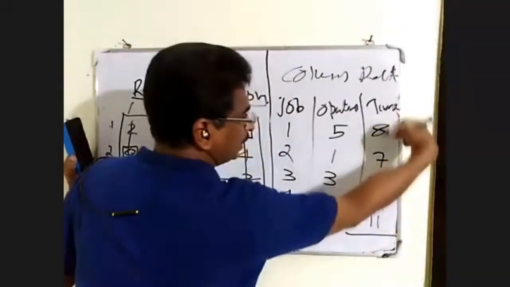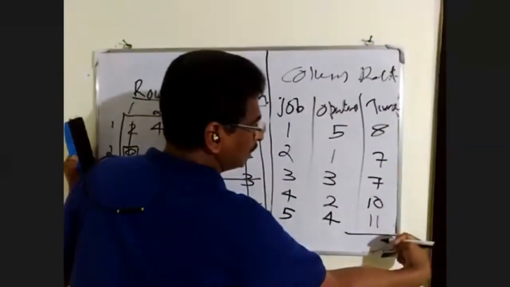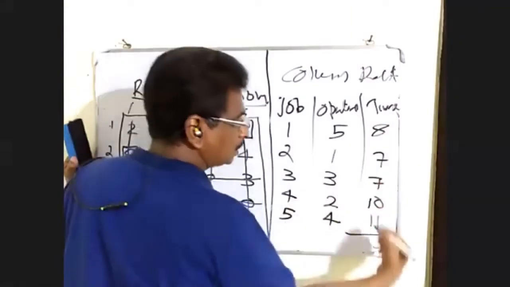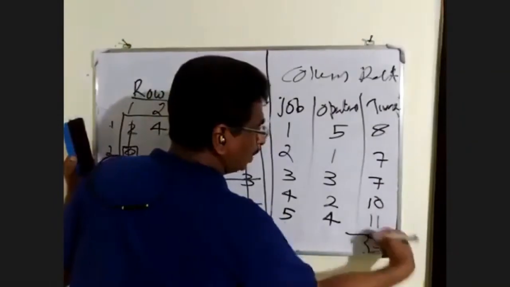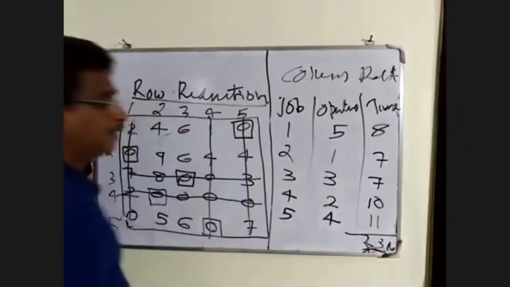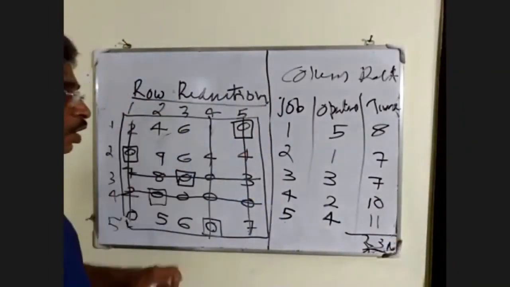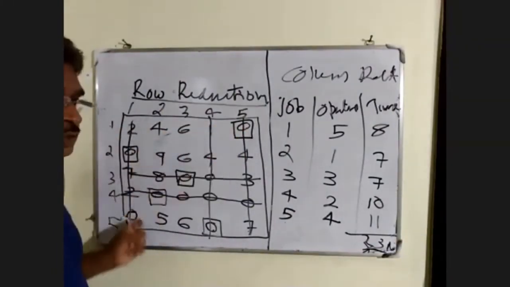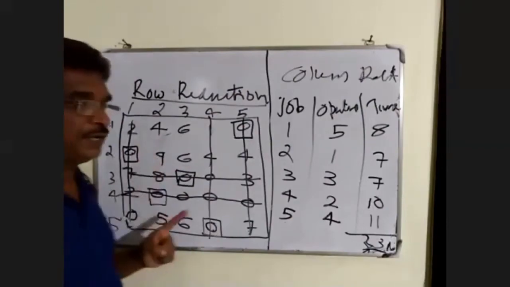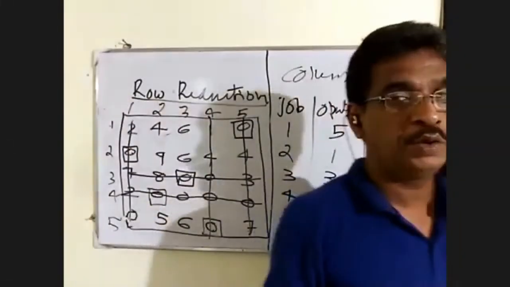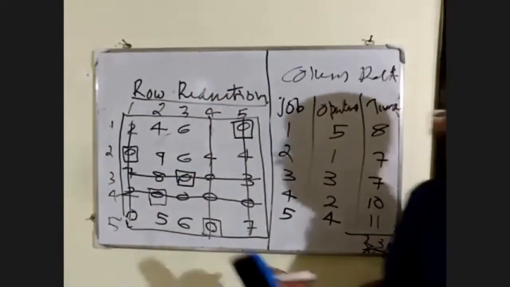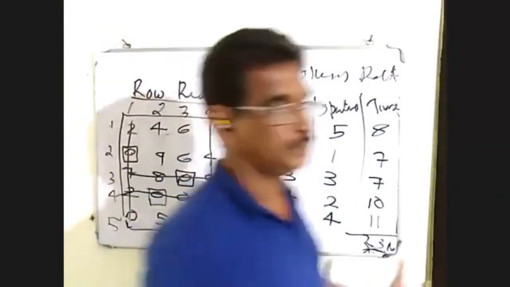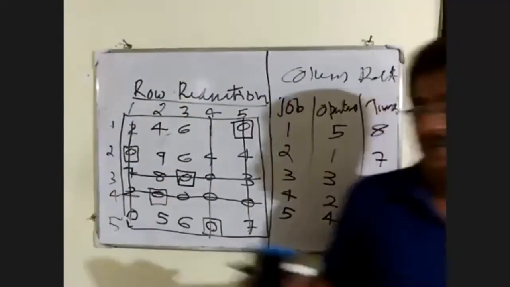Adding all the values, what do we get? 43. That is the minimum time to cover all the operations. Only one job should be given to only one person. This is the assignment problem. Every year, one question will be in this part. It's very easy for you. Clear?